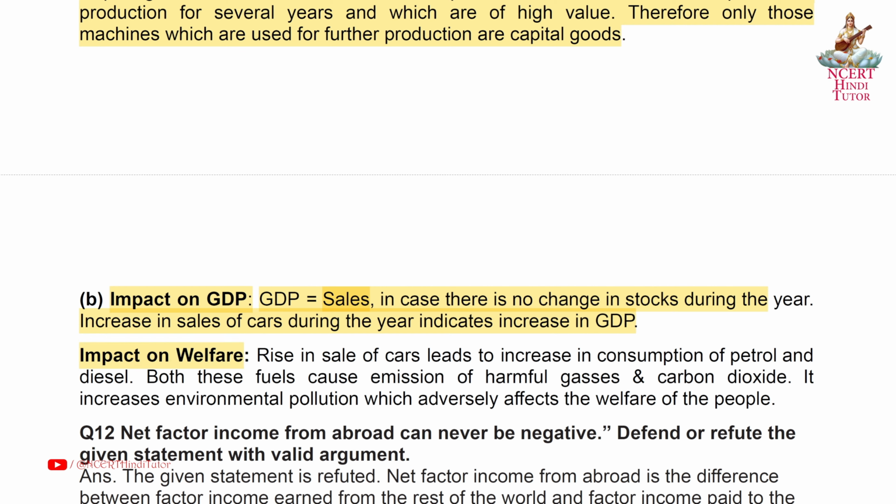Impact on welfare. Rise in sale of cars leads to increase in consumption of petrol and diesel. Both these fuels cause emission of harmful gases and carbon dioxide. It increases environmental pollution, which adversely affects the welfare of the people.